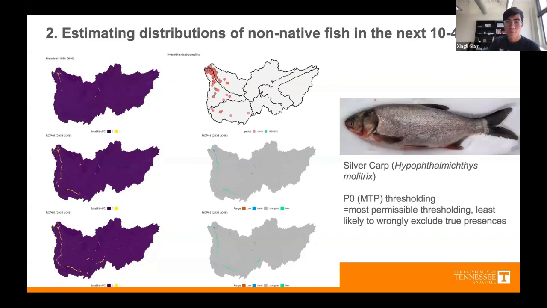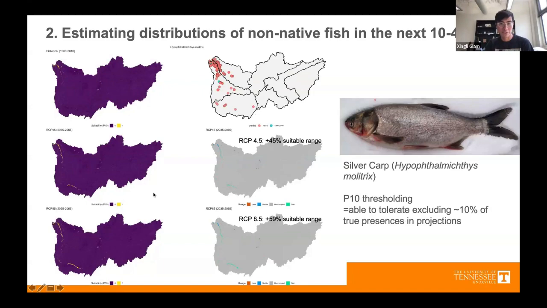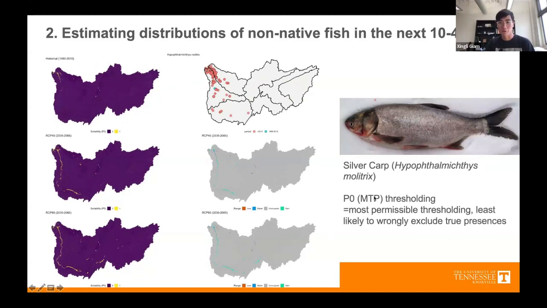For managers too, we can use different thresholding methods. For instance, I just want to quickly talk about P10 versus P0, or minimum training probability thresholding, where P0 means that it's more permissive. If managers don't want to take risk and want to identify as many areas as they think are suitable, then we can adjust the thresholding so that we wouldn't wrongly exclude places where this species would actually occur.